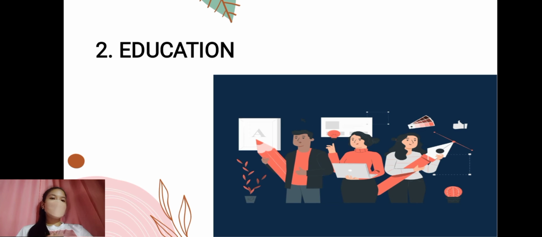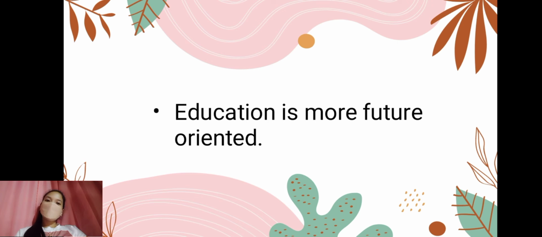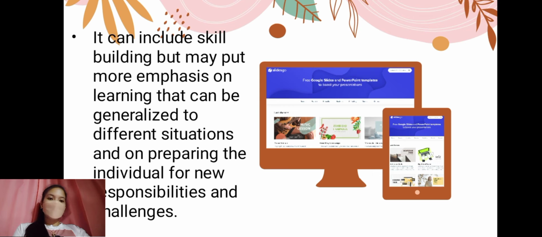So next is education. Education is more future-oriented, unlike training, which talks more about the current responsibilities of employees. It can include skill building but may put more emphasis on learning that can be generalized to different situations and on preparing the individual for new responsibilities and challenges. So here, the concept of education is for the preparation of one's future. Like students, we are educating ourselves to achieve our dreams in life.